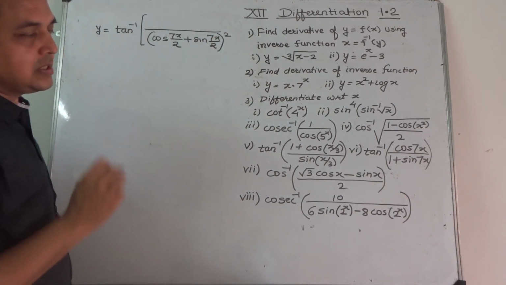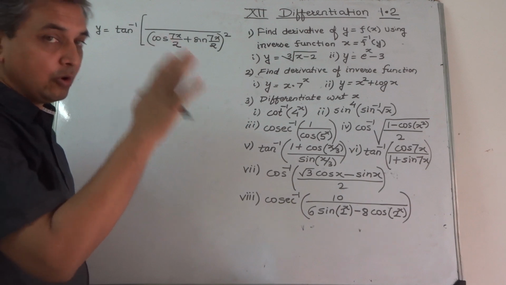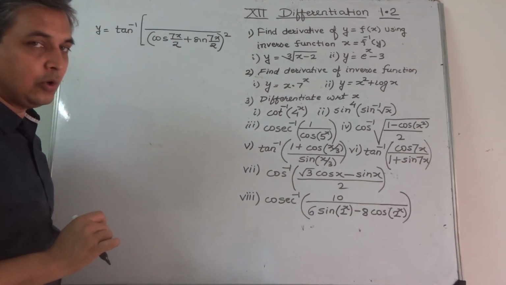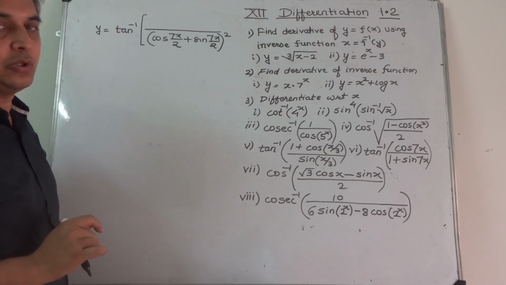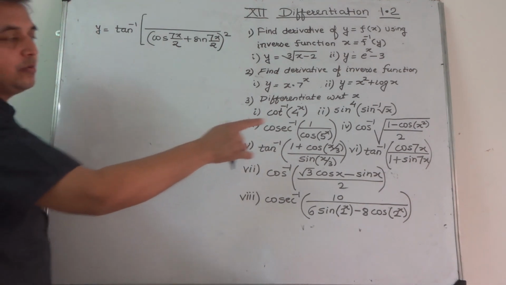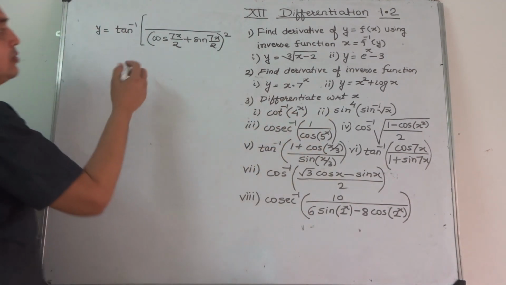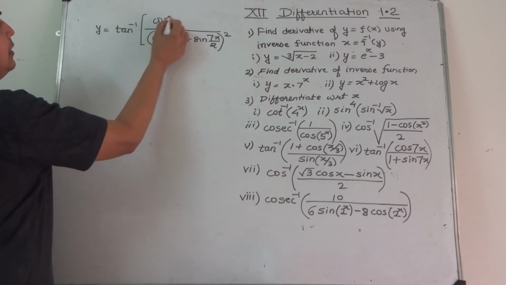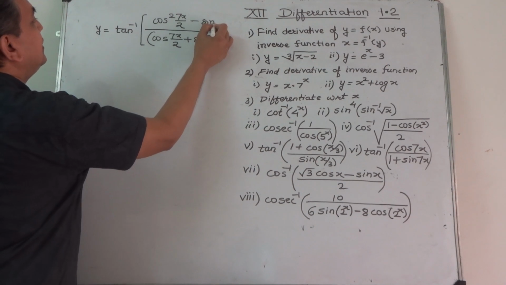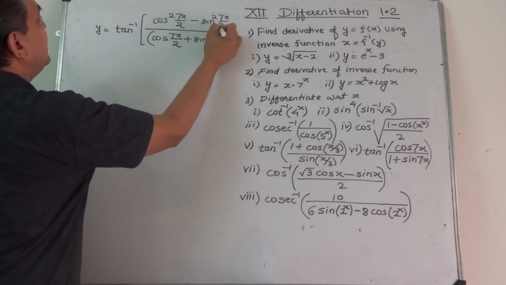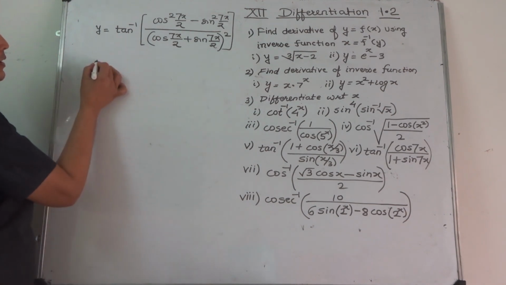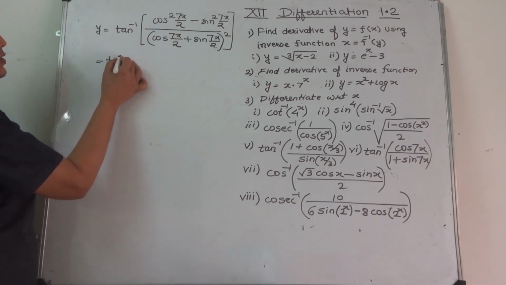Now for cos 7x we can use the formula of cos 2a. There are 4 formulas for cos 2a. Of that we use the first one, cos 2a equal to cos square a minus sine square a. In place of 2a we have 7x. So what do we get? Cos square 7x by 2 minus sine square 7x by 2. So trigonometry formulae we must learn very properly. Then only we can solve all these questions.